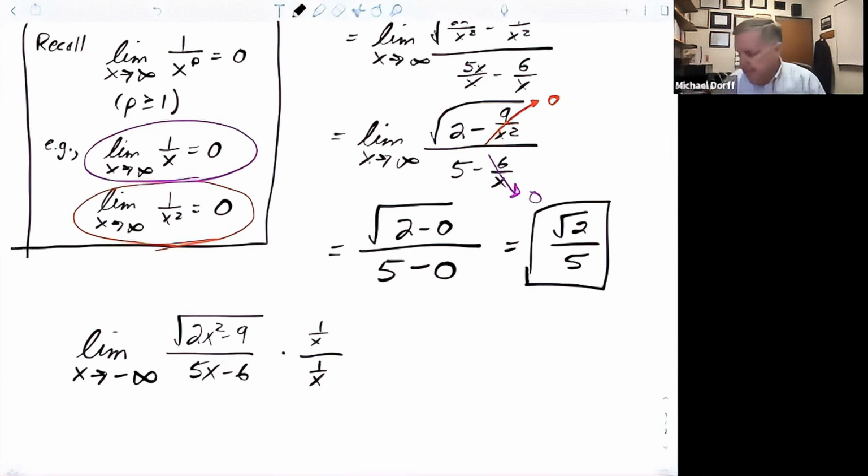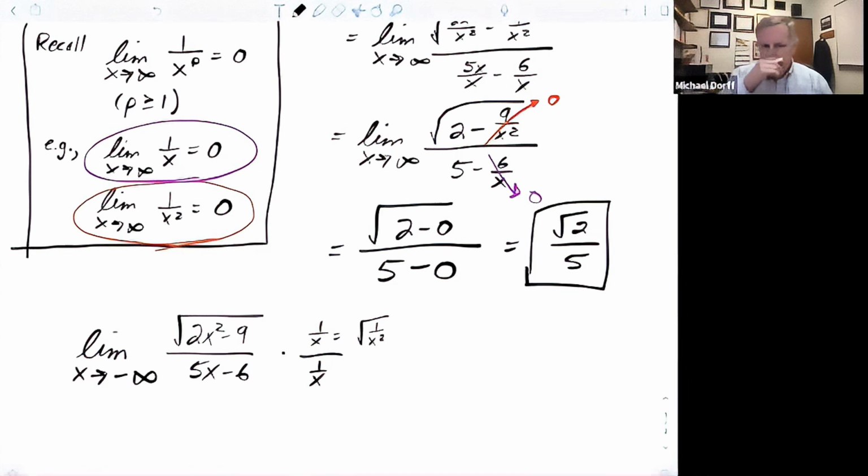How do we do that? Well, last time we did this as 1 over x squared. Now, is 1 over x equal to the square root of 1 over x squared? Well, if x is a positive number, it is, but x is not a positive number in this case. x is going to negative infinity. So x is a negative number.